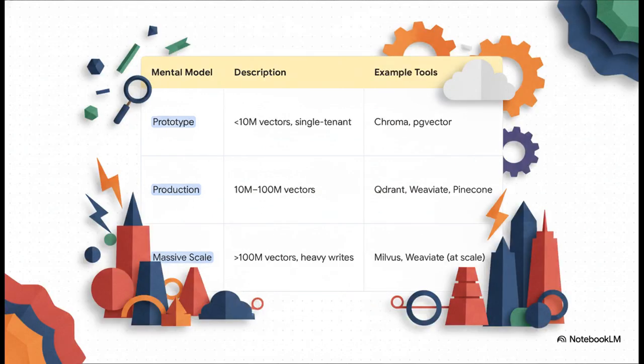And this shows how you should think about your system's long-term memory. Look, don't over-engineer it. If you're just prototyping with less than, say, 10 million vectors, something simple like Chroma is totally fine. As you move to a real production scale, you can look at tools like Qdrant, Weaviate, or Pinecone. And if you're building for a massive enterprise-level scale with tons of writes, then you'll need a heavy hitter like Milvus. Just match the tool to the job.